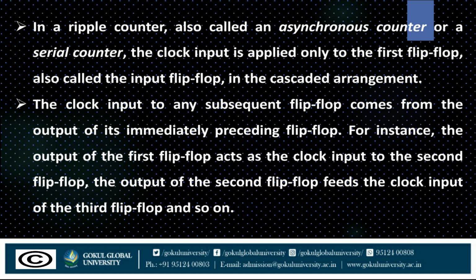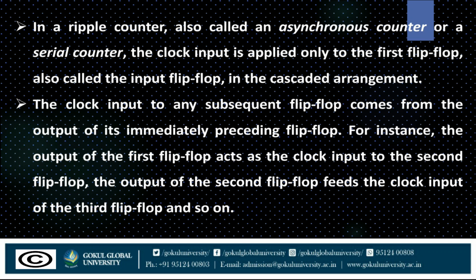In the ripple counter, also called an asynchronous counter or a serial counter, a clock pulse is applied only to the first flip-flop, called the input flip-flop. In the cascading arrangement, the clock input to any subsequent flip-flop comes from the output of its immediately preceding flip-flop.